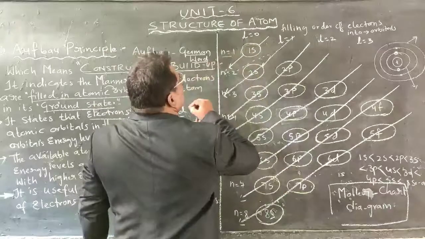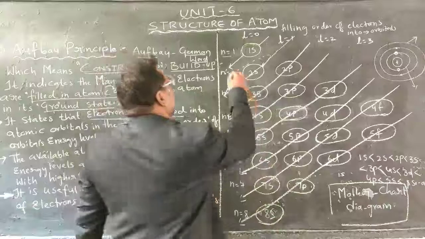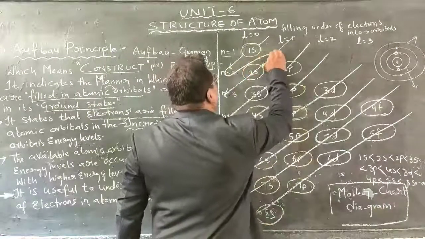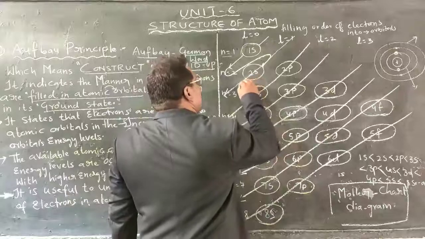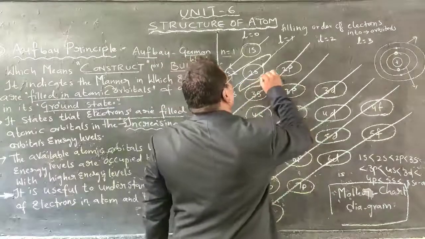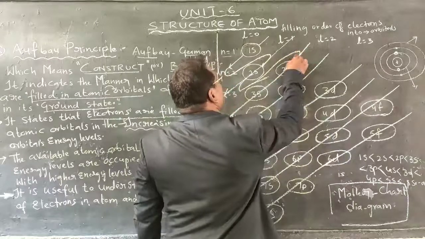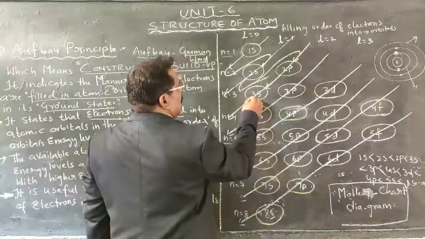Here 1s is the lowest energy. After filling up the 1s orbital, it will enter into what? The next higher energy level is 2s, therefore it will enter into 2s. After completely filling up 2s, what happened? The electron will enter into which orbital here? The 2p orbital there itself. After the 2p orbital is completely filled, 3s.